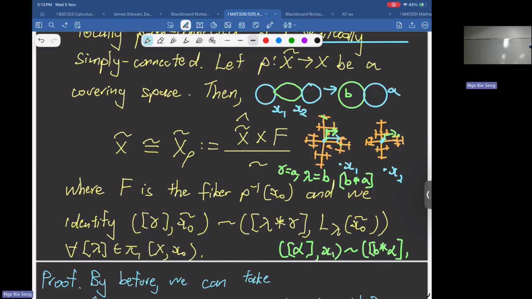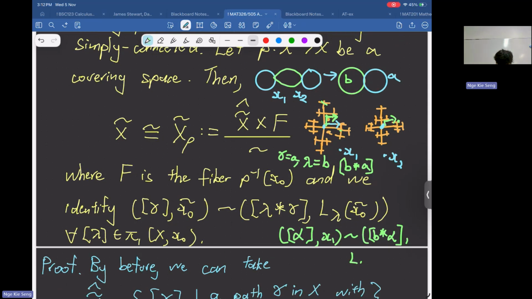Where should we leave this one? So now let's compute this one. How should we compute this? Let's write down first: this is lambda of b star alpha. Sorry, lambda of b of x naught.